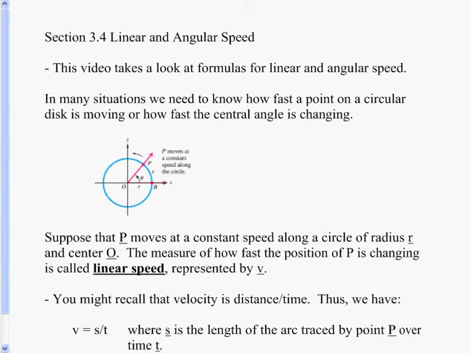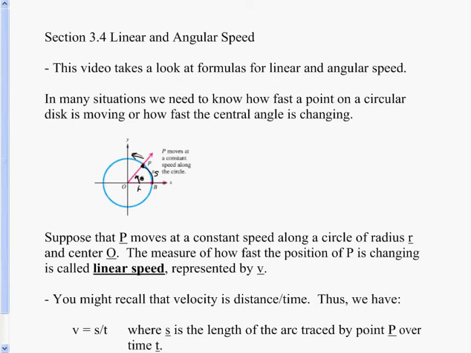In many situations we need to know how fast a point on a circular disc is moving, or how fast the central angle is changing. I've given you a brief sketch of a circle here, and you can see that you have a point P here, and it's moving in that direction. Of course, as that swings out, your angle theta is going to change. Remember, your arc length is still S, and you have your radius of R.